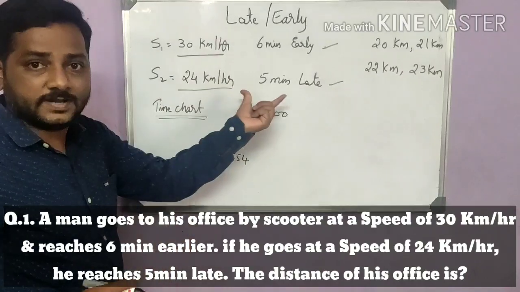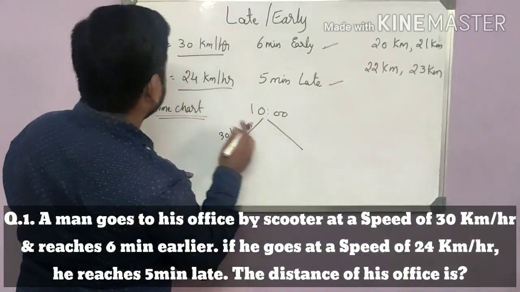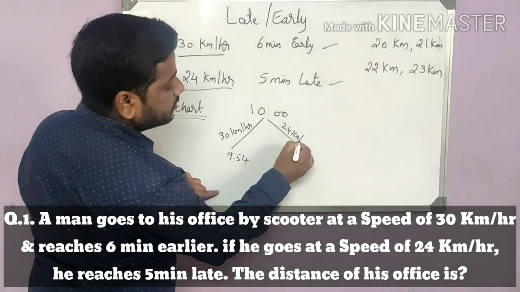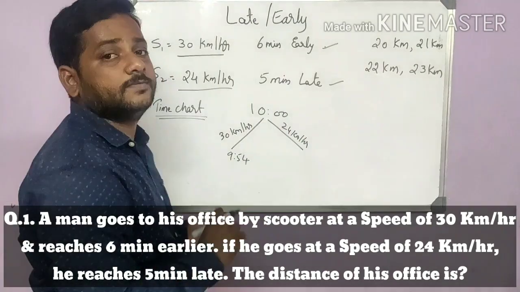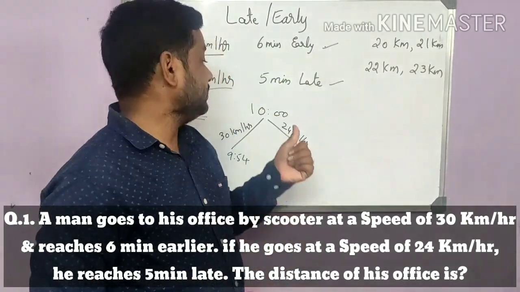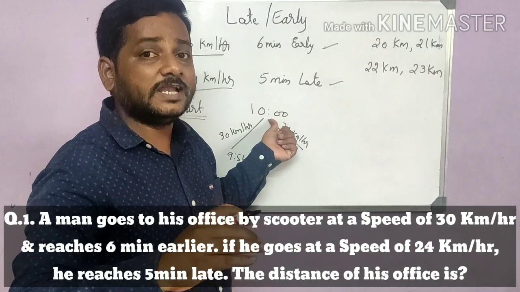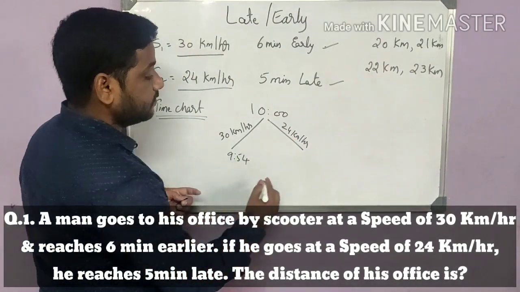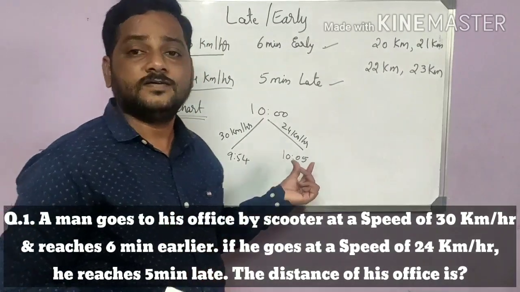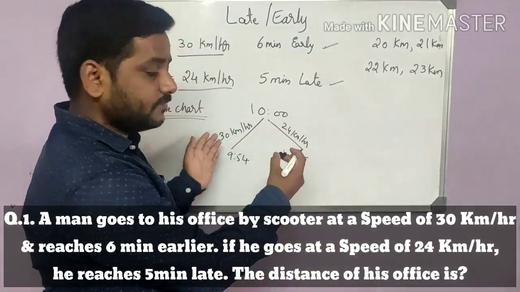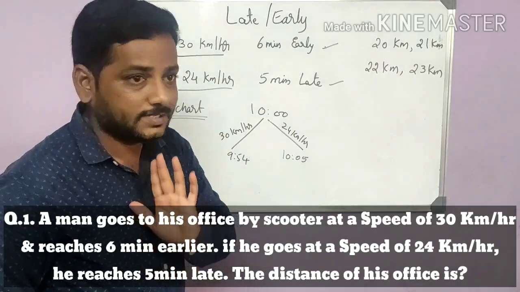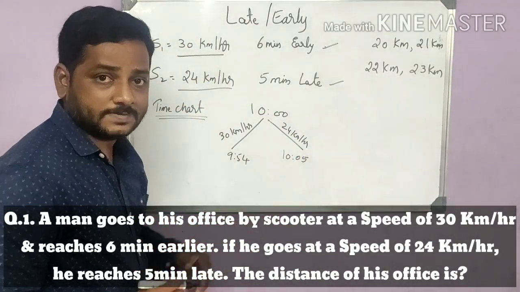In the second statement, say his speed is 24 km per hour. So if he moves at 24 km per hour, he reaches 5 minutes late. So you need to reach at 10, but you will be late by 5 minutes. So what will be the time now? 10:05. He will be in office at 10:05. Right? So this is what we call a time chart, and this is the point we assumed, so that I can identify the times here.